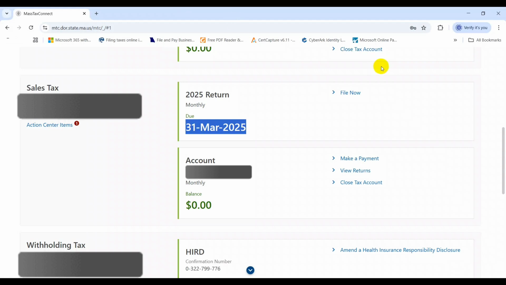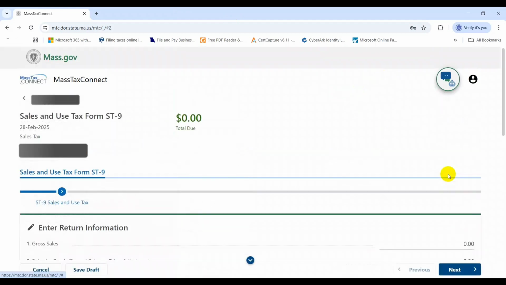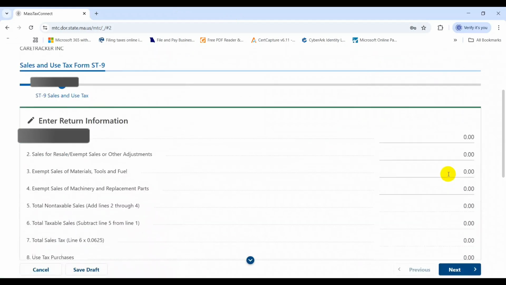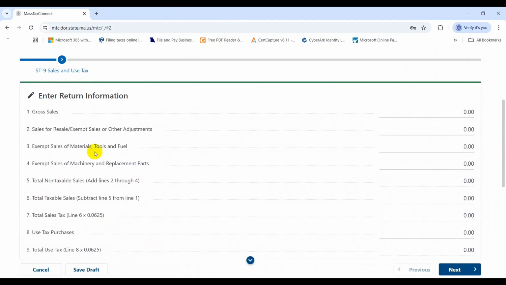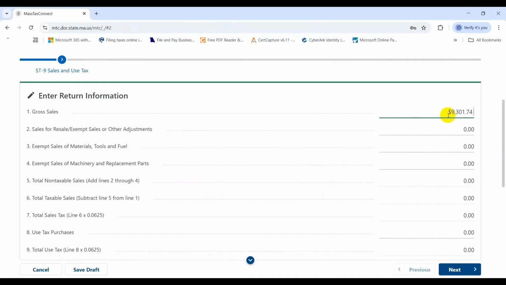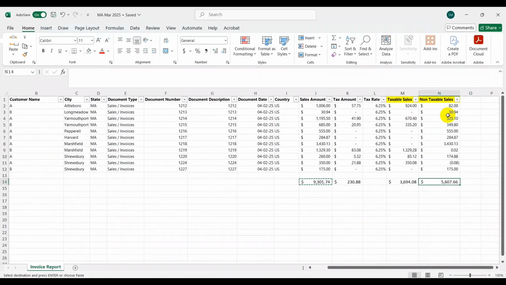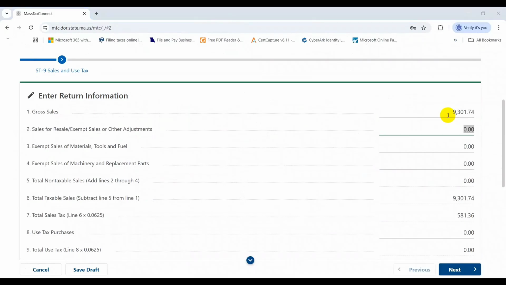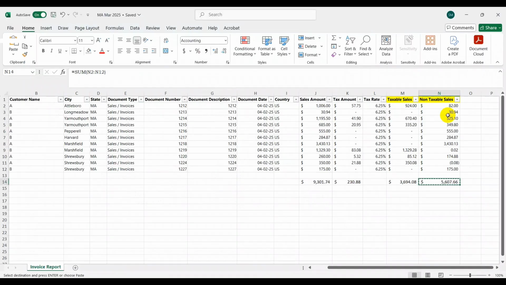So we're going to click file now, and you can see it's a very straightforward return. You can add your sales here, then you can claim if you have sales for resale, exempt sales, or other adjustments that you want to make. So here I have the gross sales, and then these are my non-taxable sales, or you can say exempt sales. There might be a question: what are the non-taxable sales?